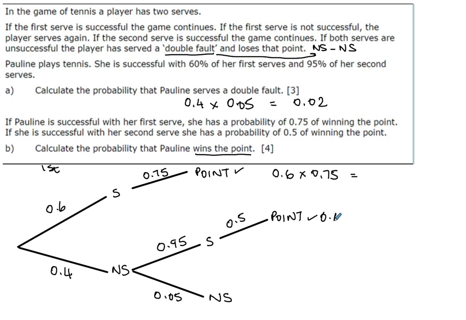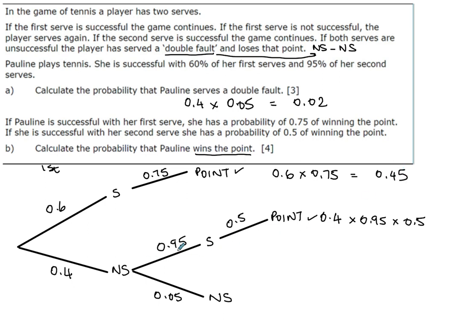There's a bit of a thing there, isn't there? 0.95 times 0.5. Okay, need to use my calculator here, so it'll take a while. Okay, so 0.66 times 0.75 is 0.45.